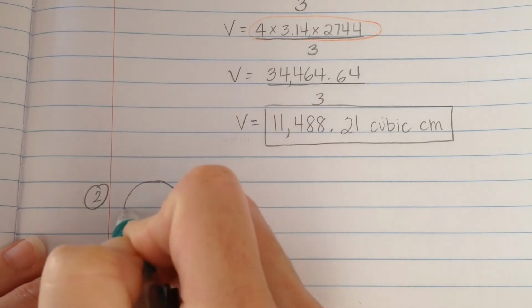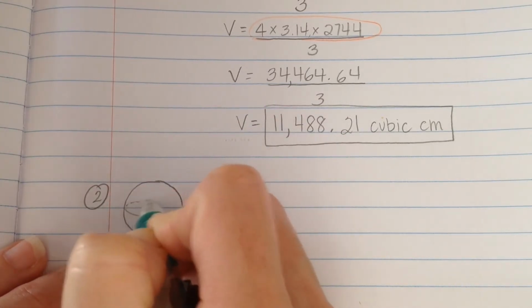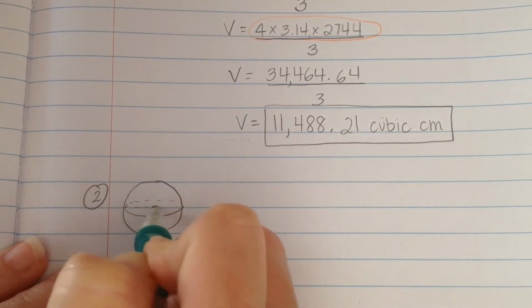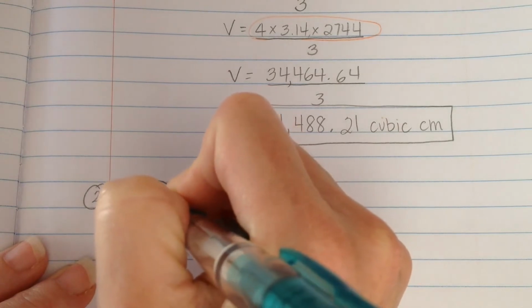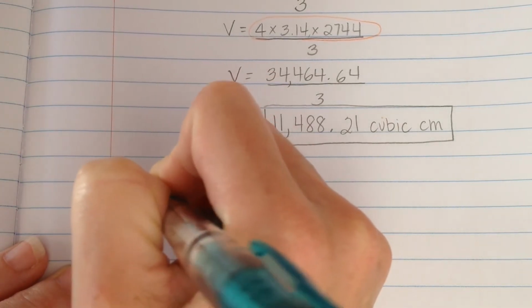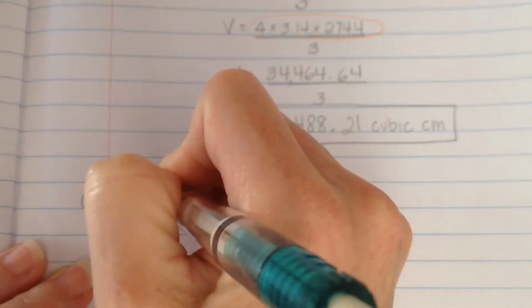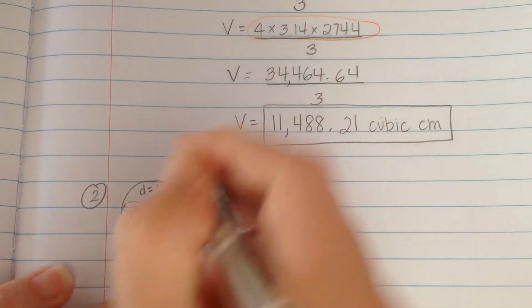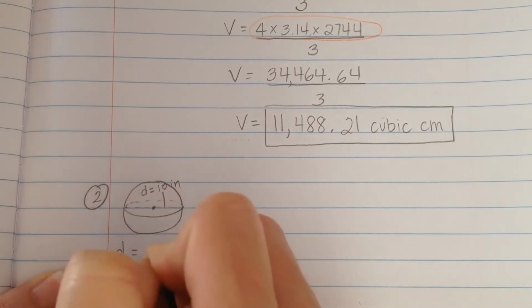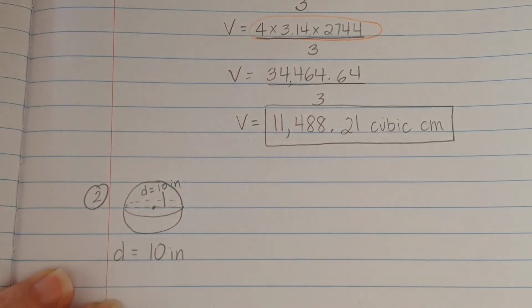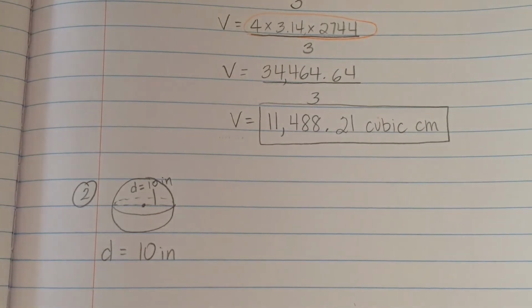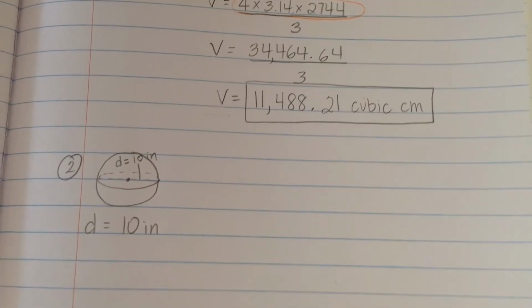All right, we've got our line and our dots, and then we're going to have the center and then more dots. And this one is going to have a diameter equals 10 inches. All right. So in this problem, the diameter equals 10 inches. Okay. If you are given the diameter, what are you going to have to do to that diameter in order to find the radius?